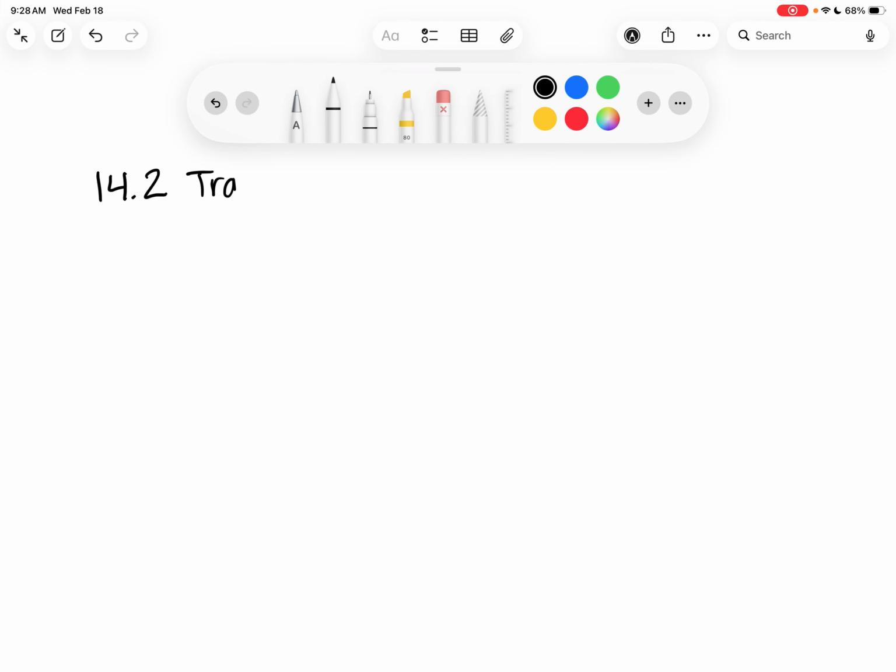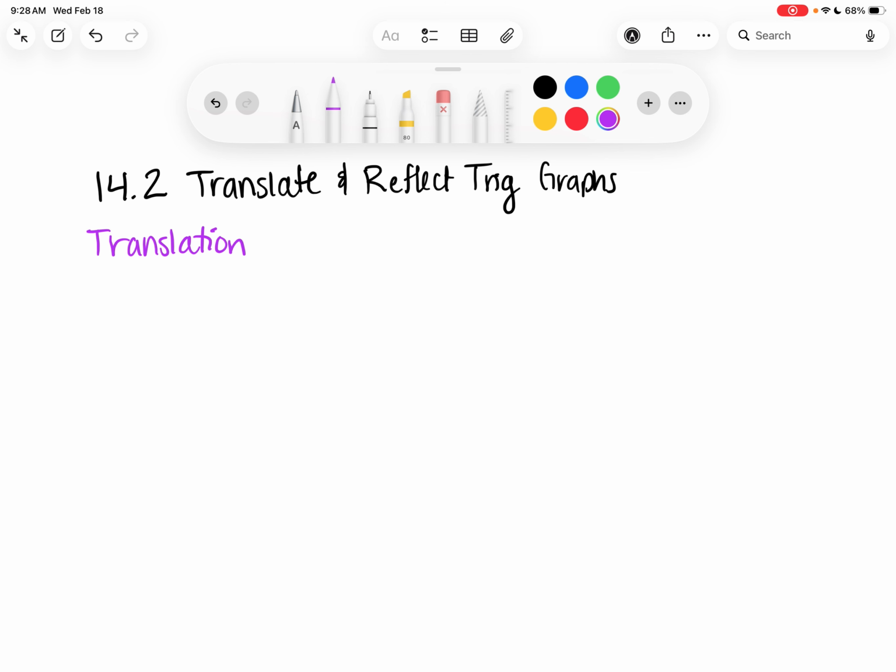14.2, translate and reflect trig graphs. So we're going to look at the translation of sine and cosine graphs.